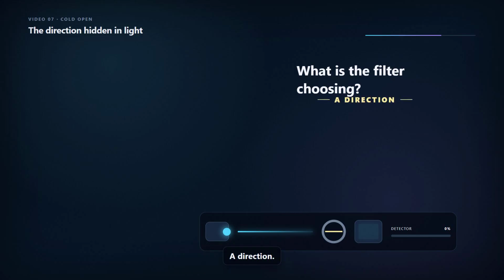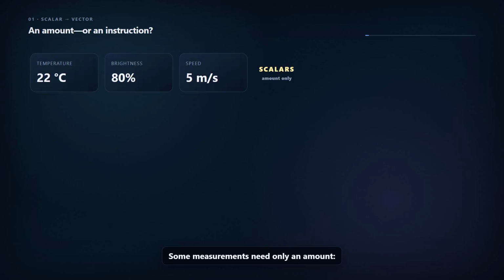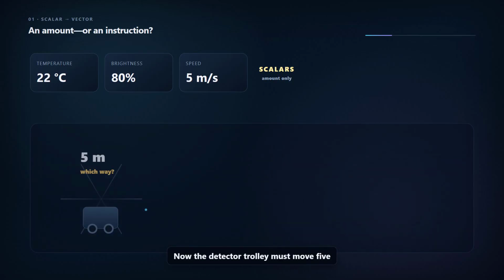A direction. To understand how a clear filter can choose a direction inside light, we need a kind of number that carries direction. A vector. Some measurements need only an amount. 22 degrees, 80% brightness, 5 meters per second. These are scalars. Now the detector trolley must move 5 meters.